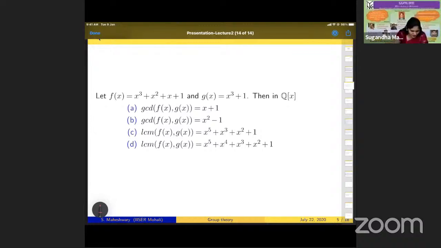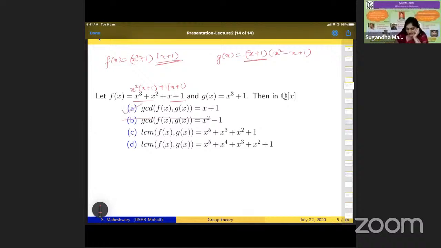This must not be a difficult thing. Like for example, if you have f of x, you can clearly see, you can factorize it, right? So this is just high school algebra that you have to apply here. And g of x, you know, can be factored as x plus 1 times x square minus x plus 1. So now you know what is GCD, what is LCM. GCD you can clearly see is x plus 1.